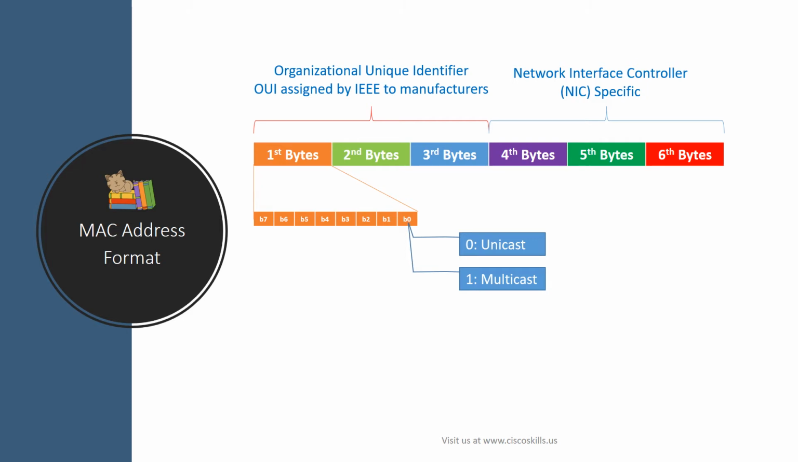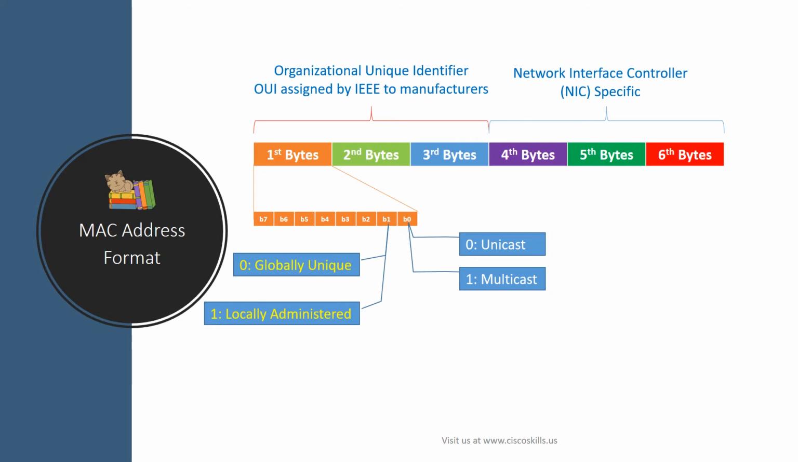For bit B1, if it is set to 0, it means it is globally unique, or it is assigned by a manufacturer to the network card. However, if it is switched to 1, it means it is locally administered, or it is set by a network administrator like us, which overrides the setting of the manufacturer.